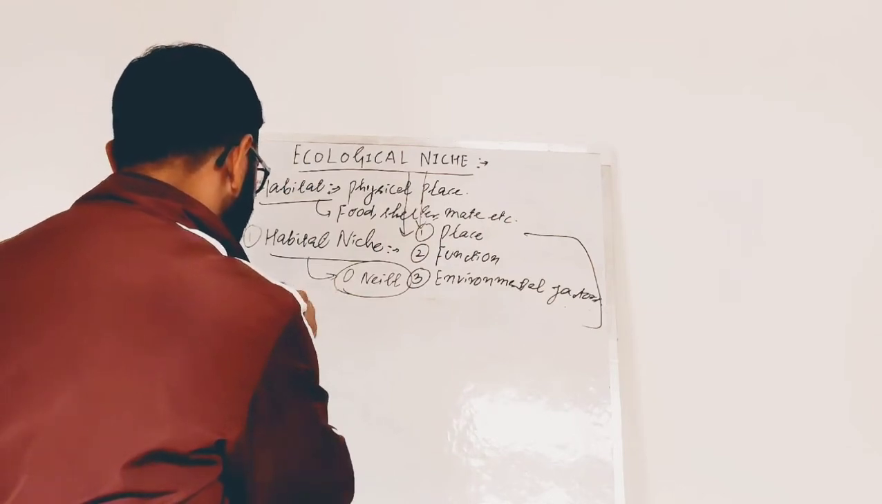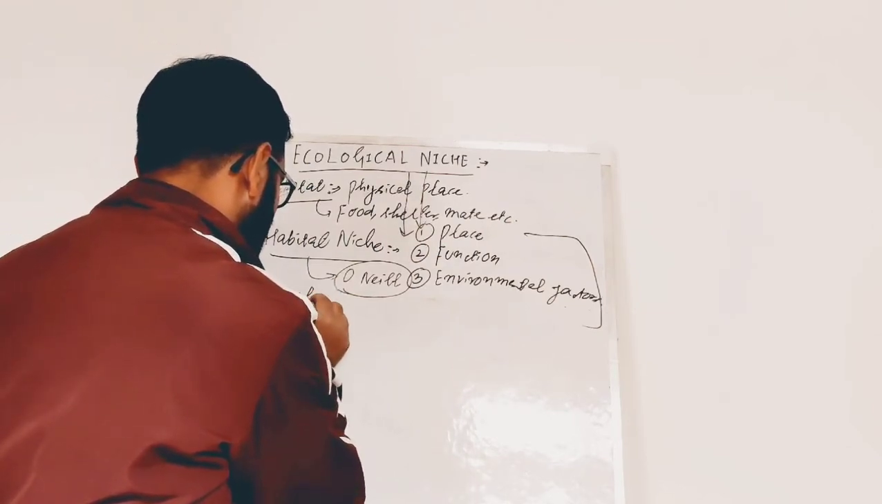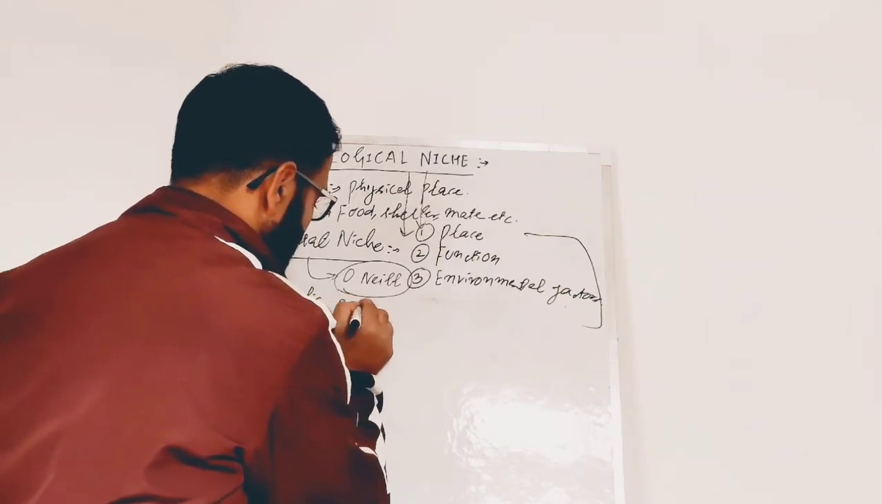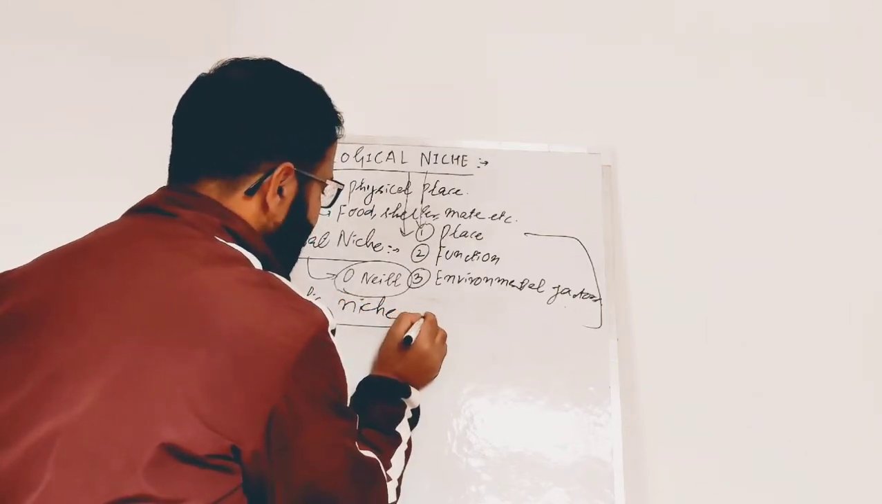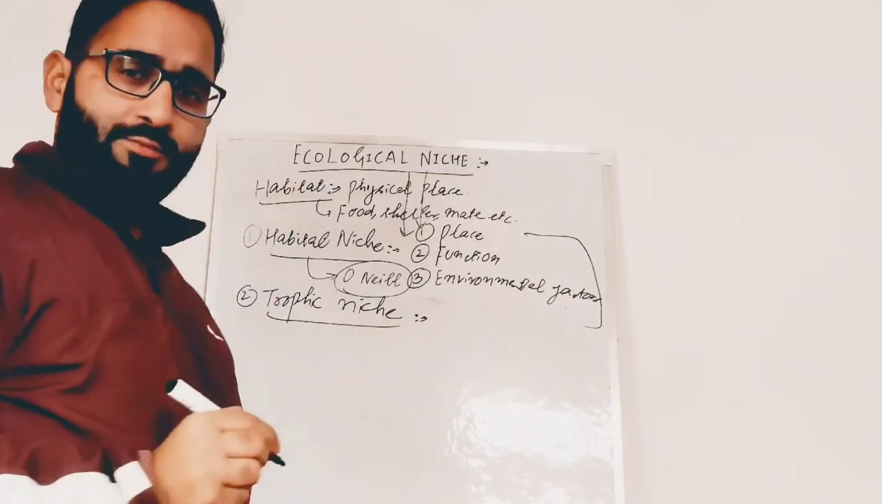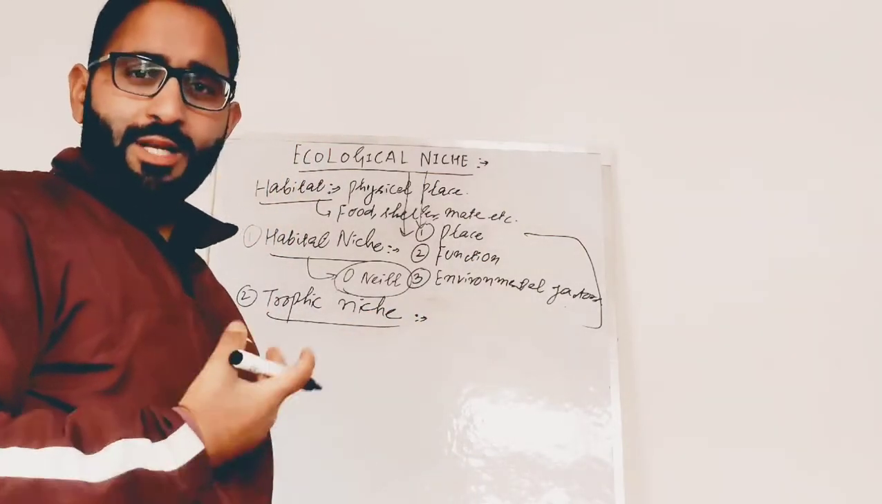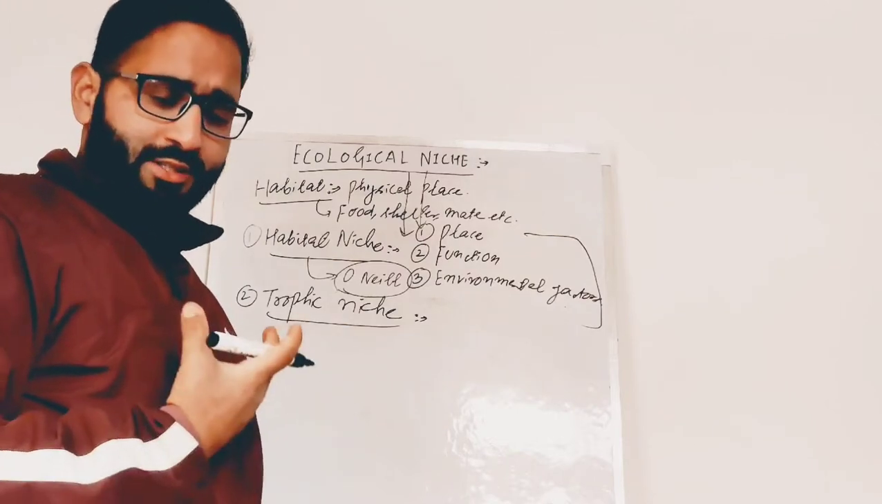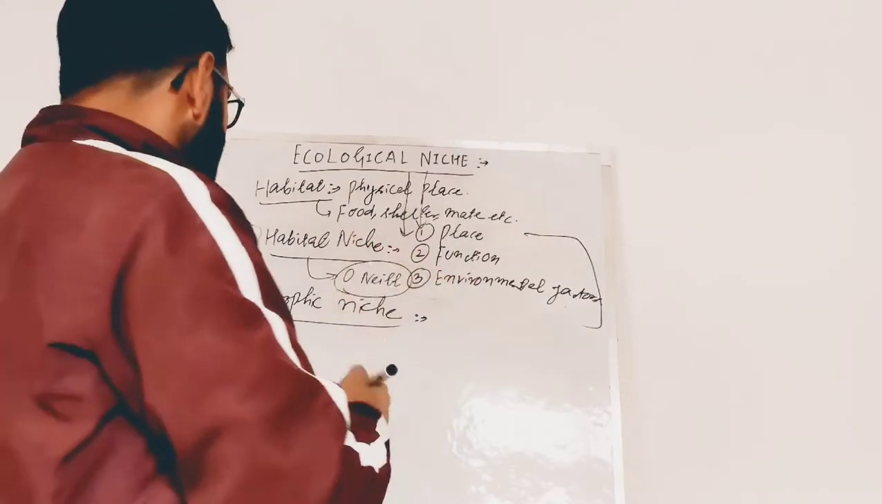Second is trophic niche. Trophic niche tells us about the function which is being performed by an organism. For example, some species are producers, some are consumers, some are decomposers. So these are different functions which are being performed by these species.